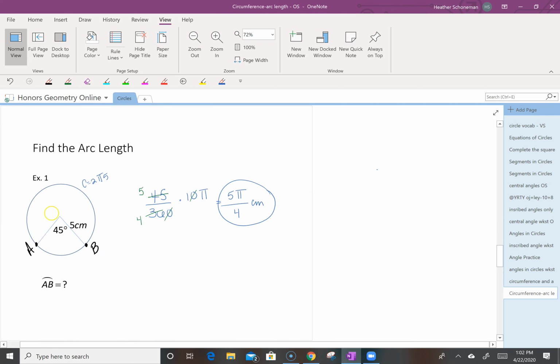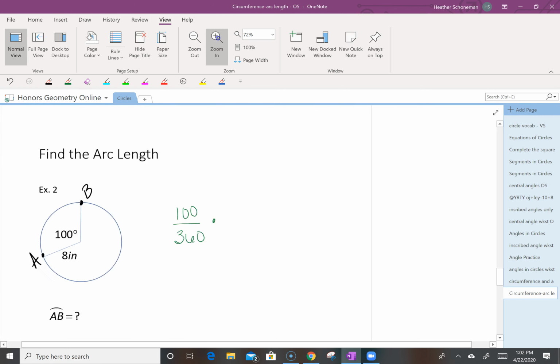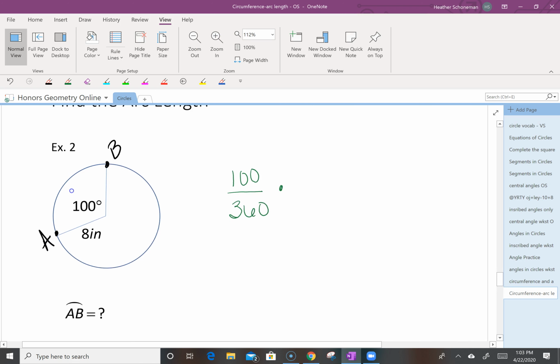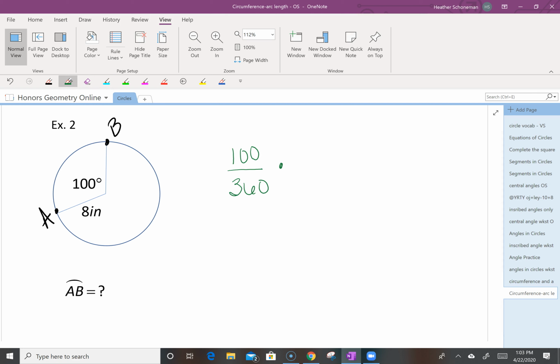Let's take a look at number 2. Good. Got all sorts of issues here. I don't know why, but I already have it written out. So let's practice it from here.